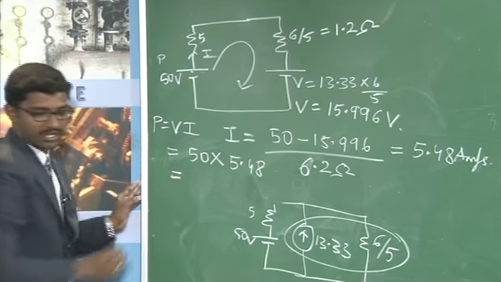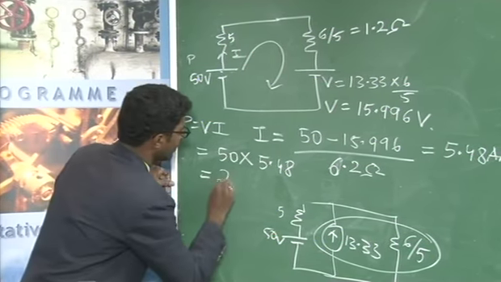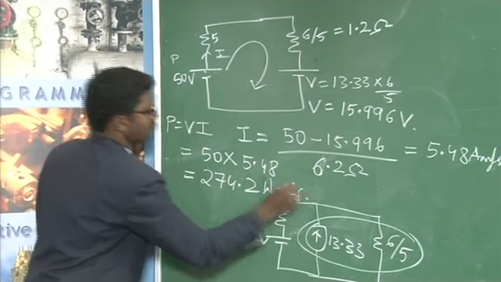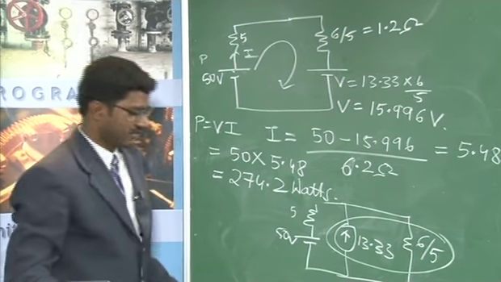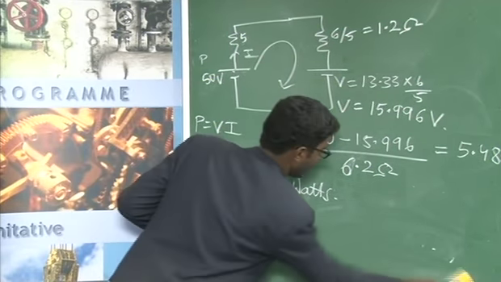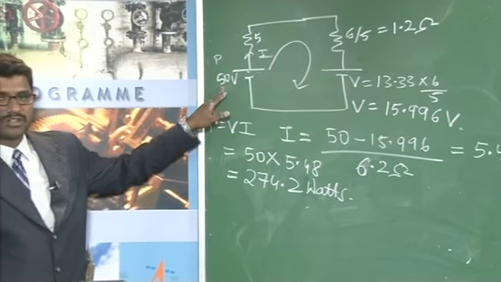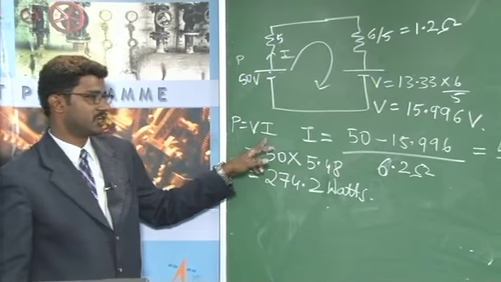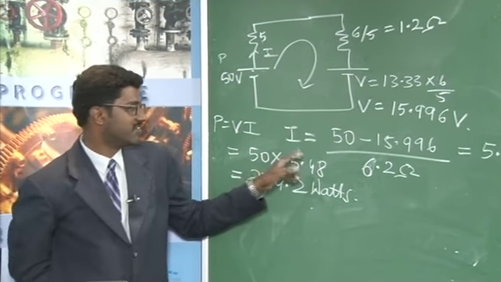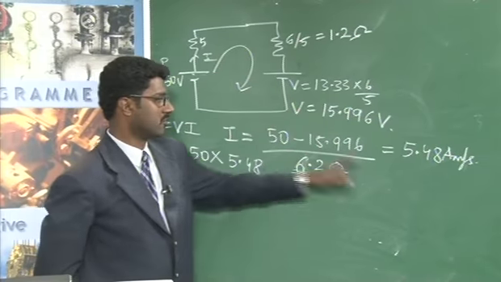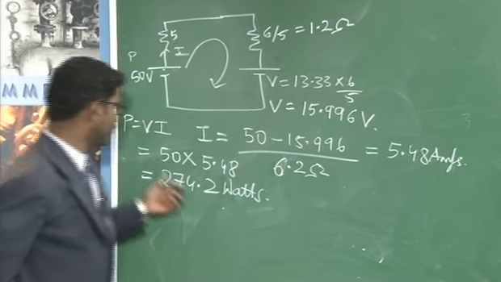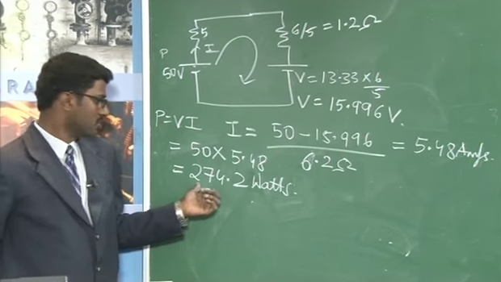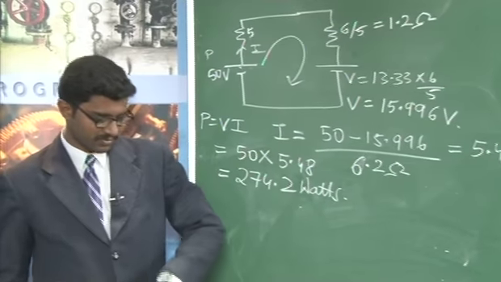Our question is to determine the power, which is equal to the voltage here, 50, into 5.48 amps. 50 into 5.48 is 274.2 watts. The unit of power is watts. So we have done with our question. Our question stated that we need to find the power delivered by the 50 volt source. We know the voltage, we need to determine the current flowing here. That is, P is equal to V into I, and we have simplified the circuit and determined the current. The current flowing from the source is 5.48 amps. So P is equal to V into I, which is 50 into 5.48, which is equal to 274.2 watts.